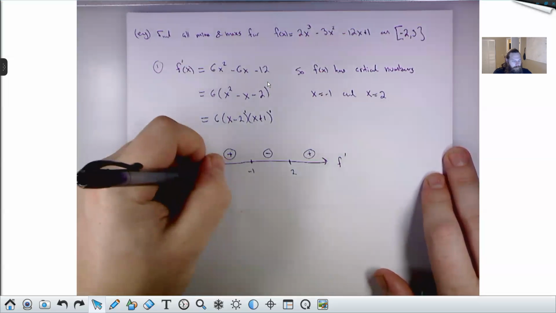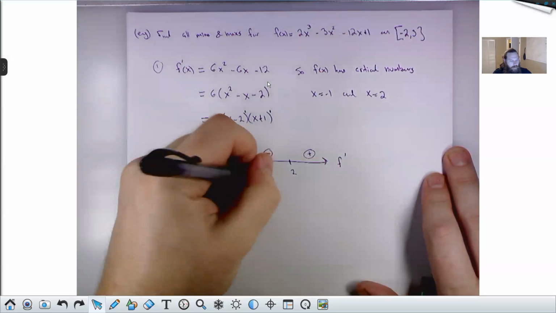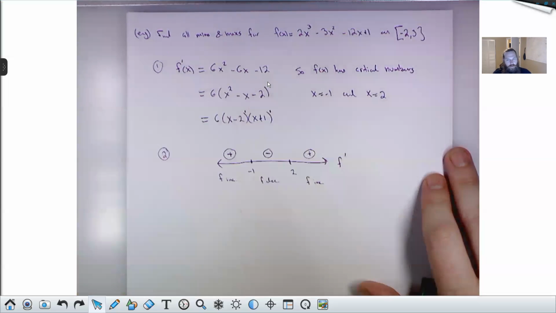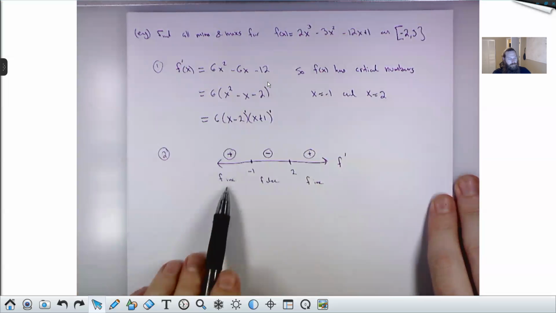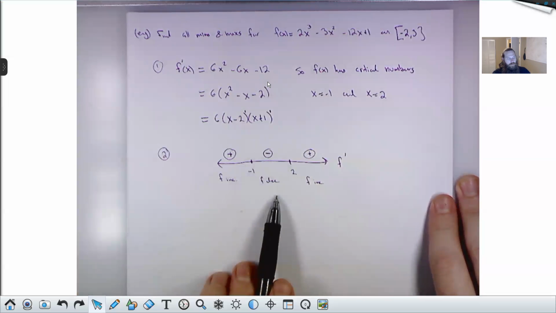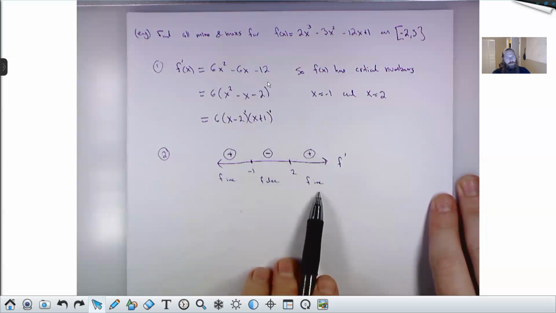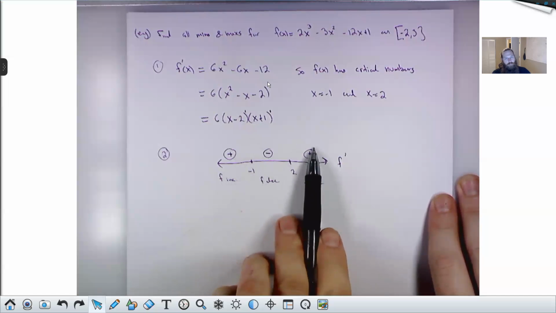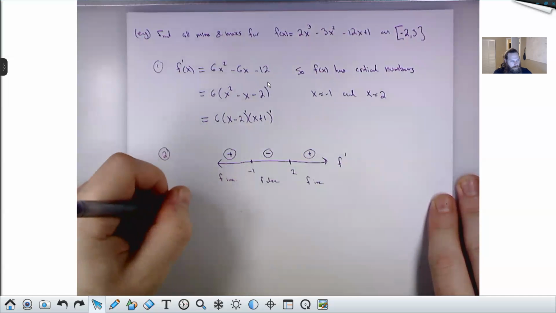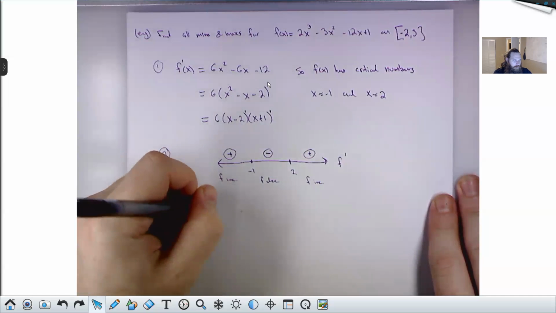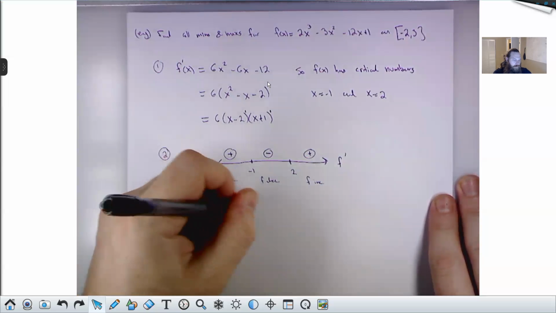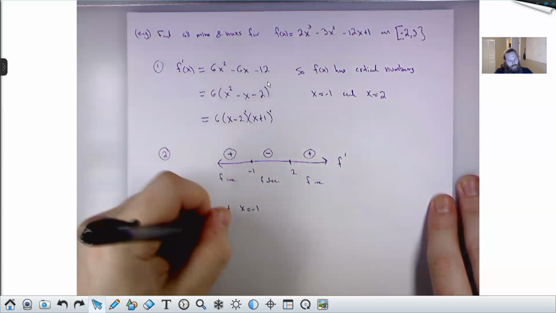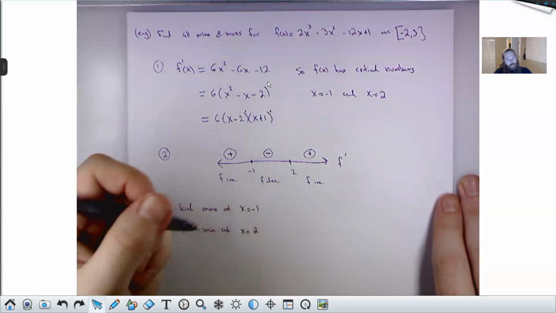In any case, I know that f is increasing here, f is decreasing here, and f is increasing here. Because f prime is positive, f is increasing. F prime is negative, f is decreasing. F prime is positive, f is increasing. So I'm going up, down, up. That means that I have a local max at x equals -1 and a local min at x equals +2.